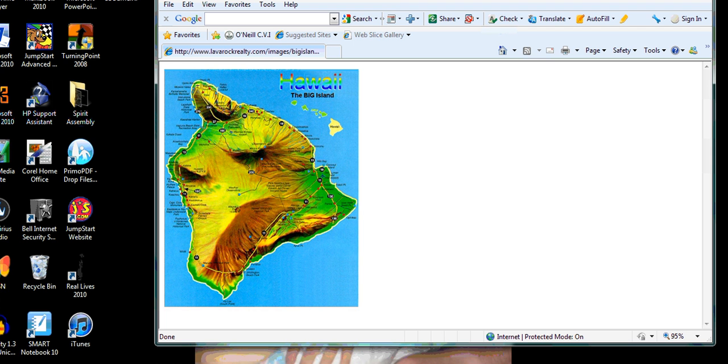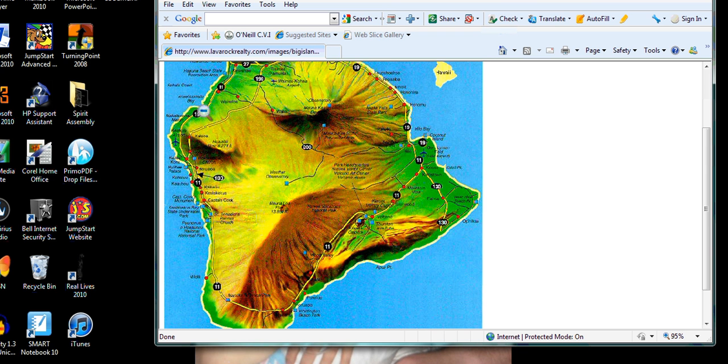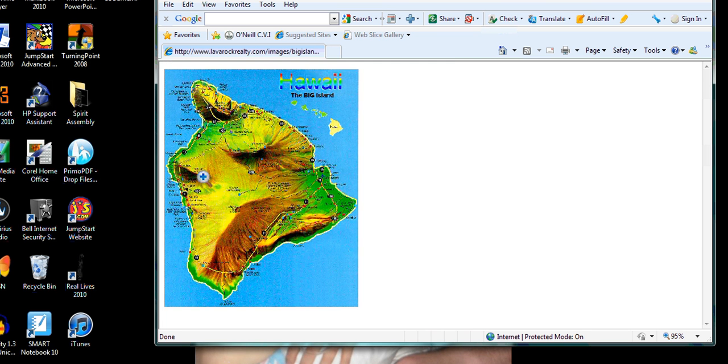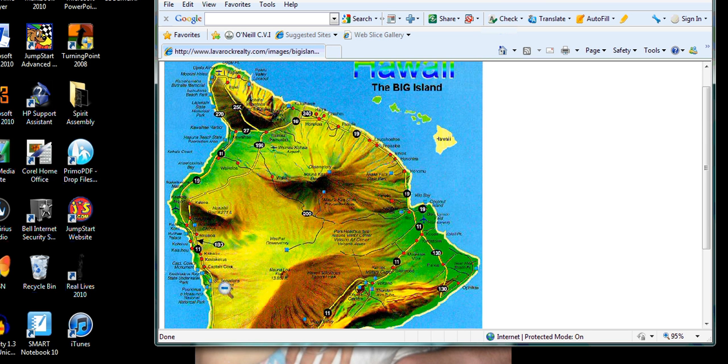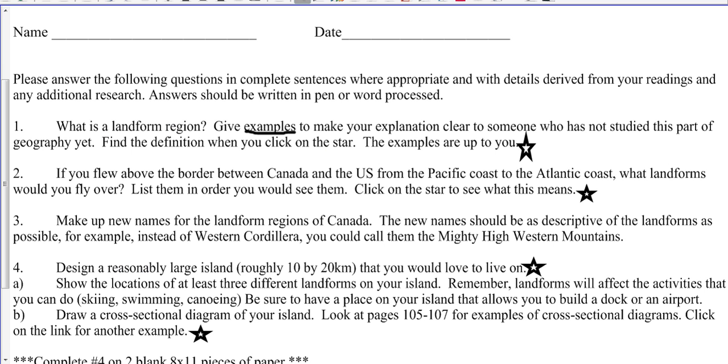Here you can see how we have Hawaii, the big island, and that is the look of it. You can see mountains, you can see ocean. There are some airports there, so you can see that, and so on and so forth. So when you are doing that kind of question, that's what I'm looking for.